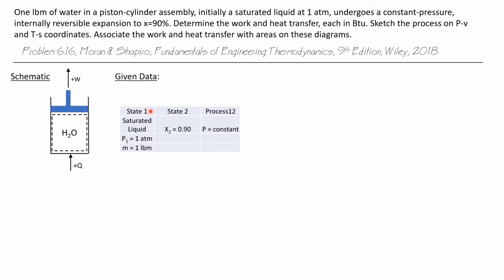So what we're given is that initially the water is a saturated liquid at a pressure of 1 atmosphere, and its mass is 1 pound mass. It's going to expand until the quality is 90%, and it does this at a constant pressure.